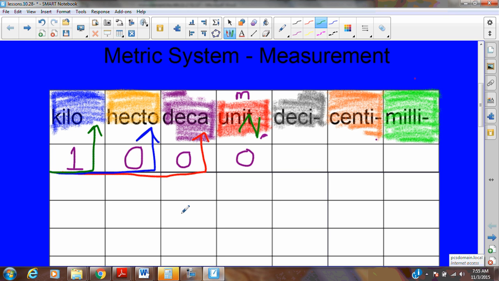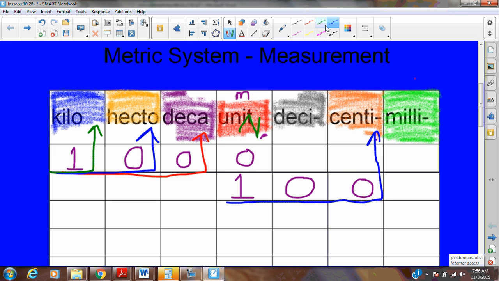Let's try another one. If we want to convert meters to centimeters, again, we're going to start with 1 meter. If we want to know how many centimeters, we simply can fill in the zeros until we get to centimeters. The number we have here is 100. So in 1 meter, there are 100 centimeters. In 1 meter, there are 10 decimeters. And that's just simply how this chart works.